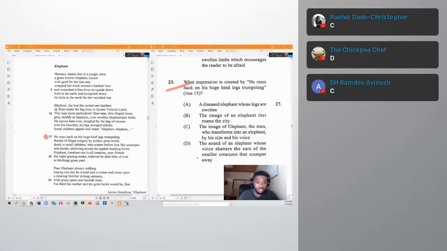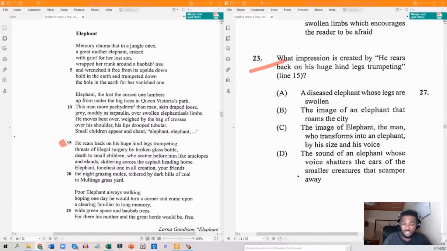All right, let's take a look at what this line is saying so we can find out what the impression is. He rears back on his huge hind legs. He does not have hind legs. He's a man. A human being does not have hind legs. So what is the purpose of that? Trumpeting.